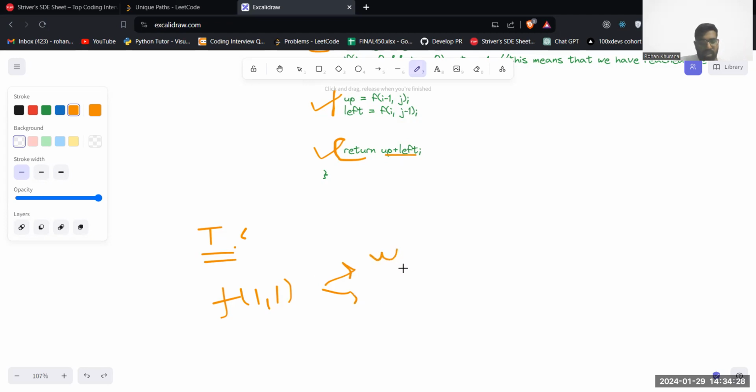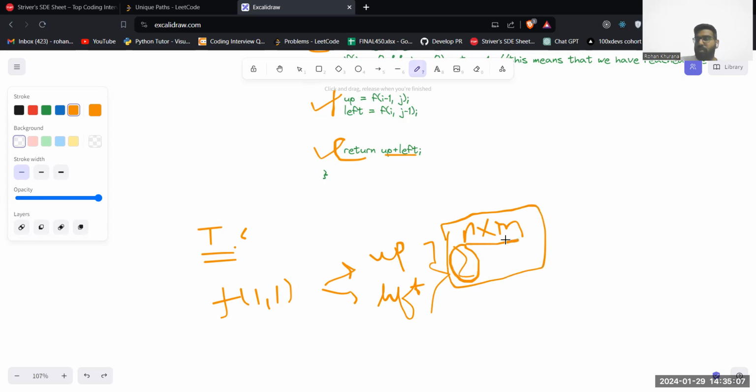Either go up, sorry, yeah, we are writing recursion. So either go up or go left. Basically, there are only two possible things that the robot can do on that particular cell. Remember this thing: two. How many cells are there? There is an n cross m matrix. So for every cell there are two possible things, and there are n into m cells.